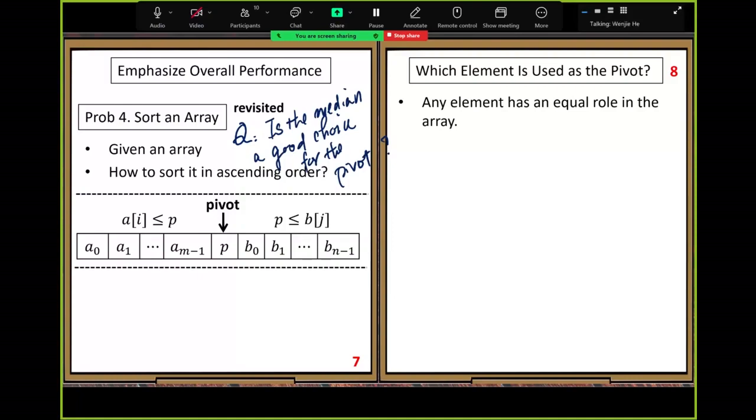Let me tell you the answer. The answer is no. The answer is no. Why? The answer is why the median is not a good choice. Because, let me write it, it is too costly to use the median.